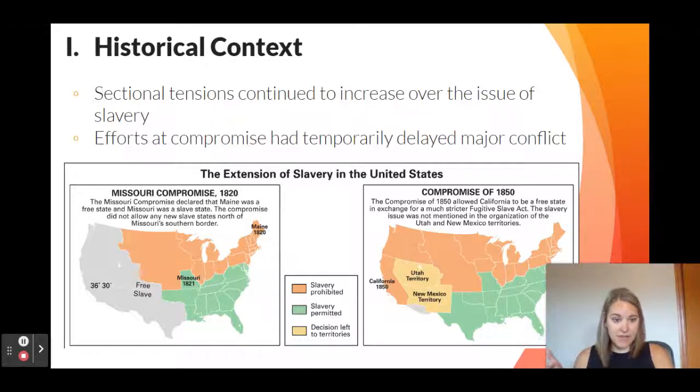And then areas in the green, slavery would be permitted. What changes that is the war with Mexico. So with the war with Mexico, the U.S. gained all this western land. And so the Compromise of 1850 developed to determine what to do with that land. And for the first time, they allowed for popular sovereignty to be used with the Utah and New Mexico territories, which means that the decision about slavery would be left to the people living in those territories.